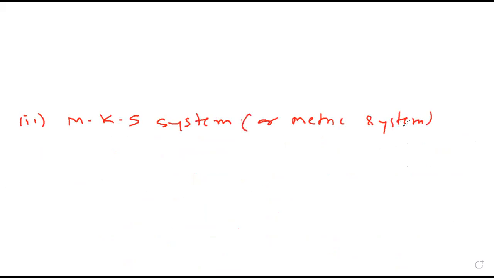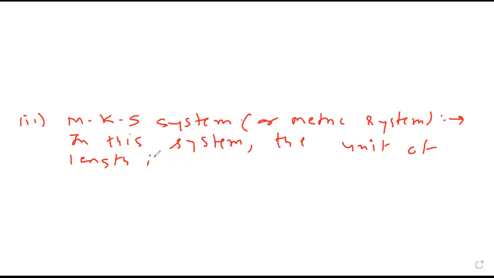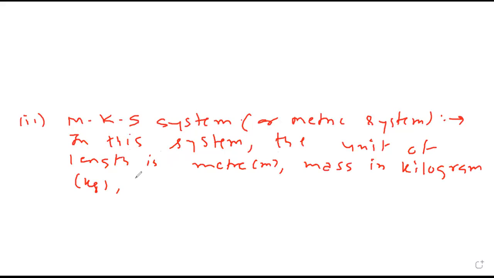Third one, the MKS system or metric system. All these three are now discarded. Actually, we will be using the SI system. In the metric system, the unit of length is meter, mass is kilogram, and time is second.